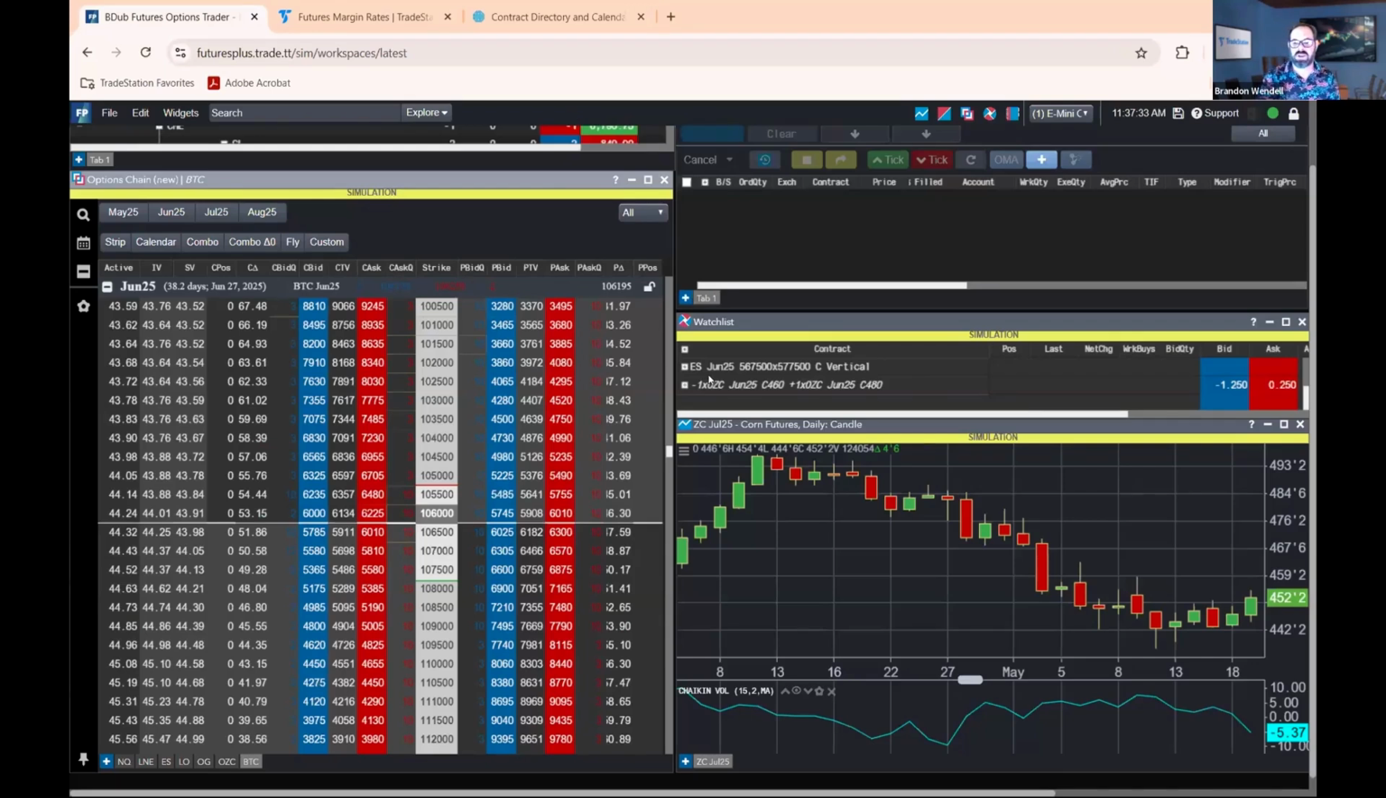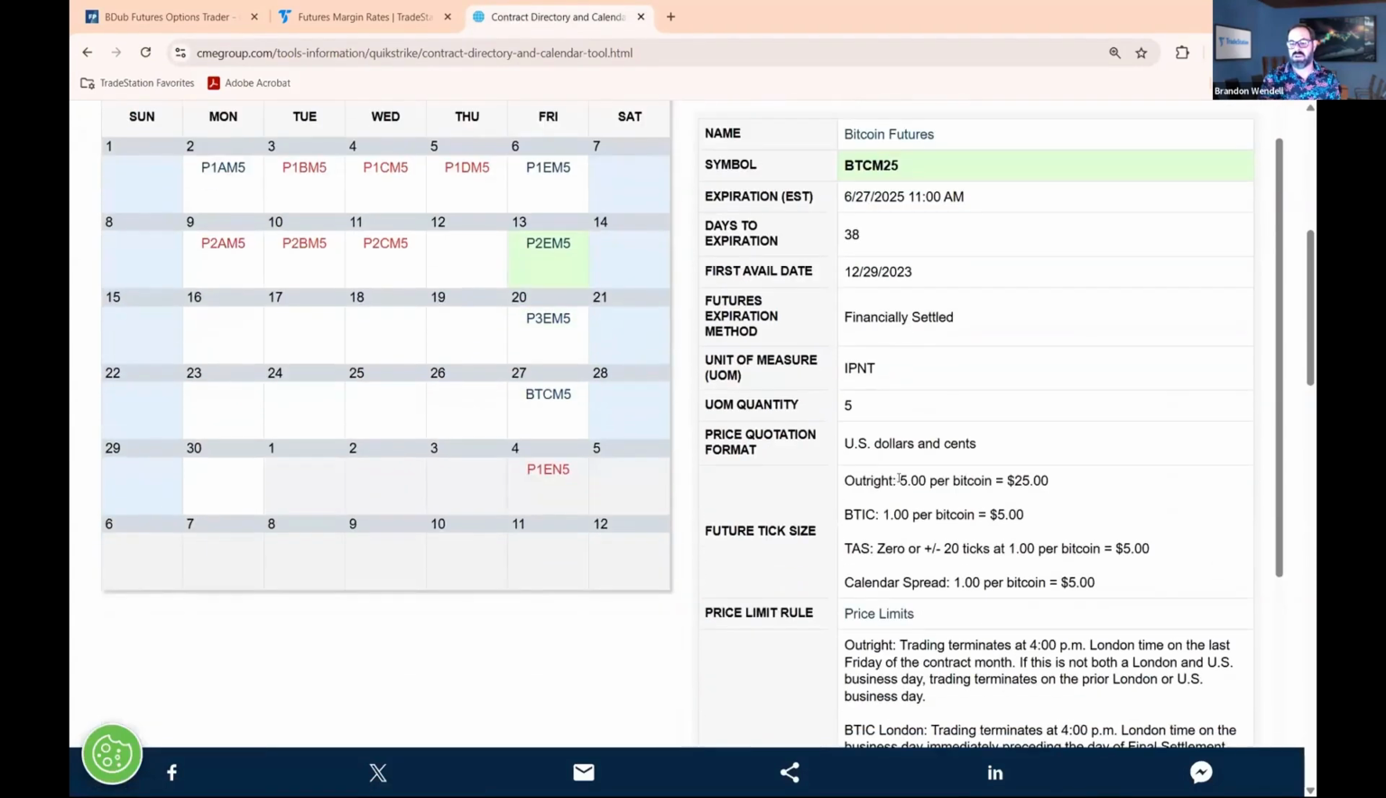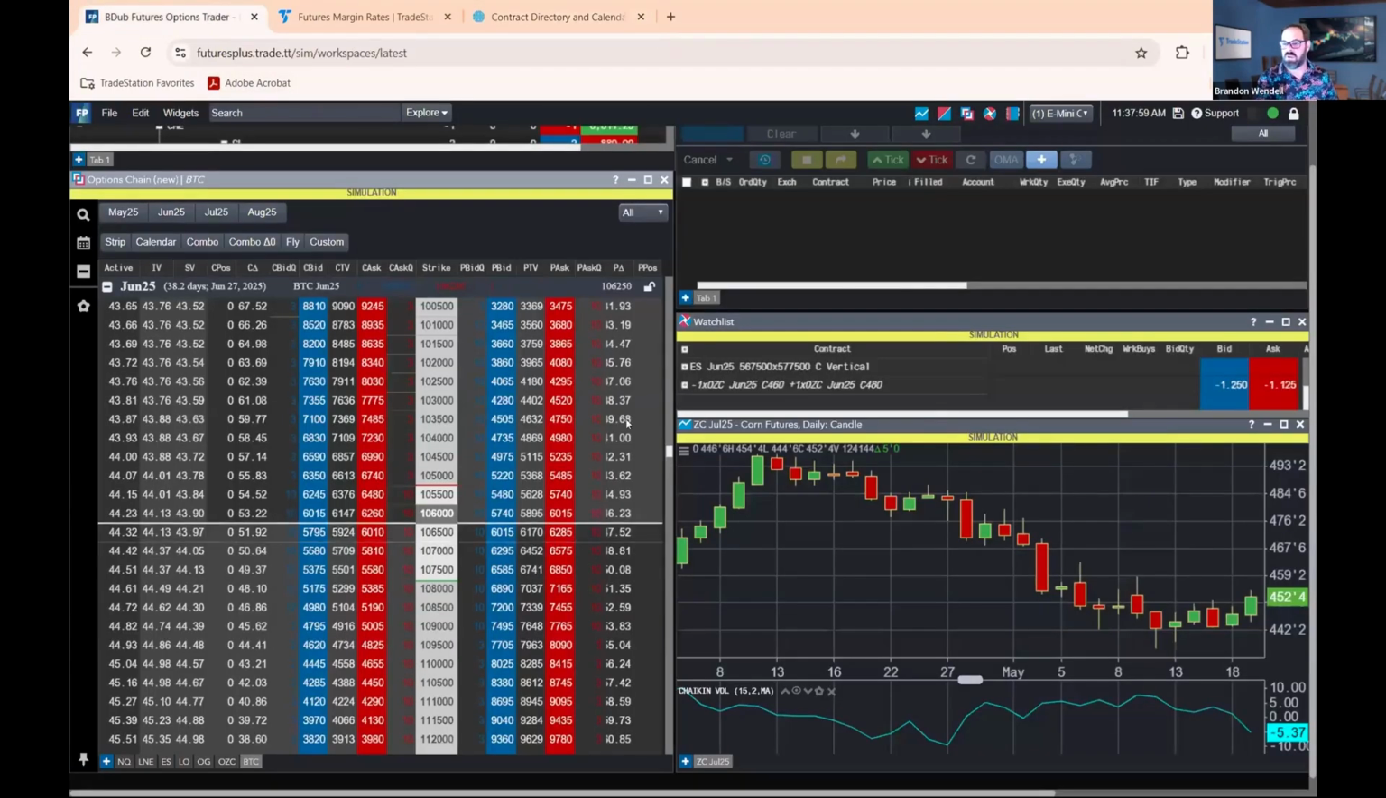Again, we go to the contract directory tool and we see UOM quantities 5. Even on the futures, it shows outright $5 per Bitcoin for a point value of 25. This moves in $25 increments, or $5 moves per point, and it's 25 bucks. Oops, wrong spot. There we go.